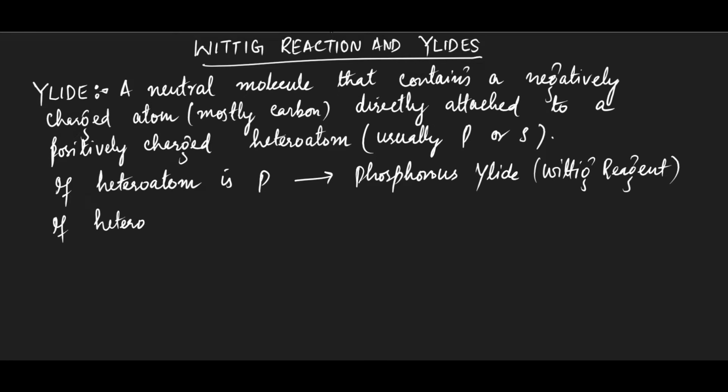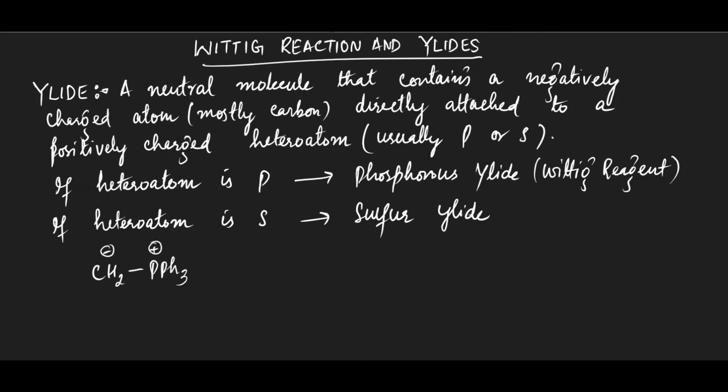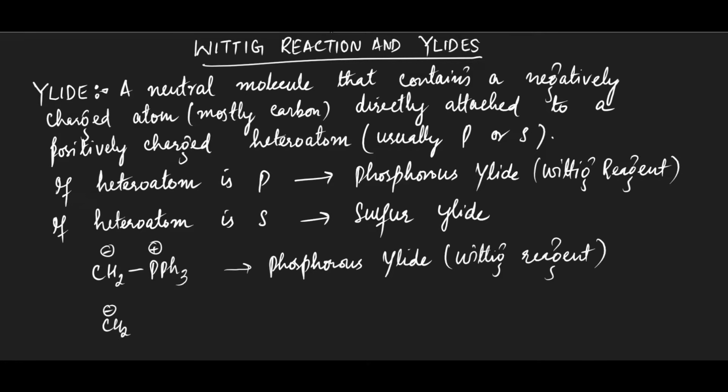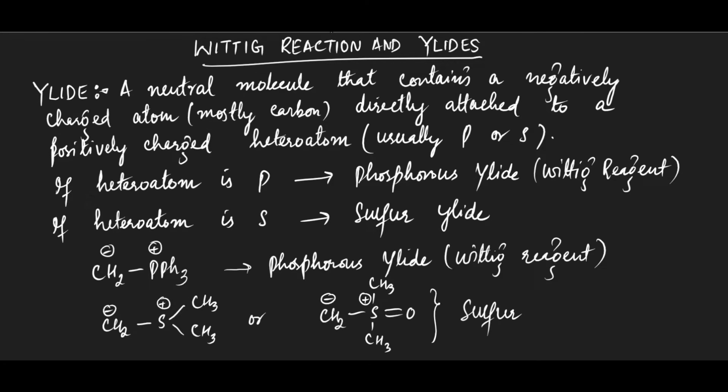If the heteroatom is sulfur, it is called sulfur ylide. For example, this carbon directly attached to phosphorus is an example of phosphorus ylide or Wittig reagent. Similarly, carbon attached to sulfur in these two structures is called sulfur ylide. Let us discuss preparation of ylide.